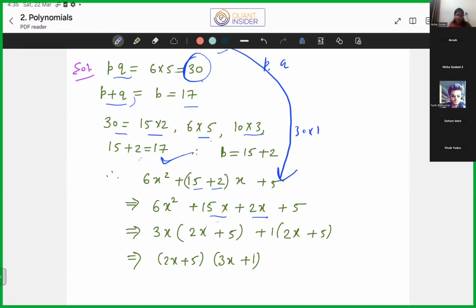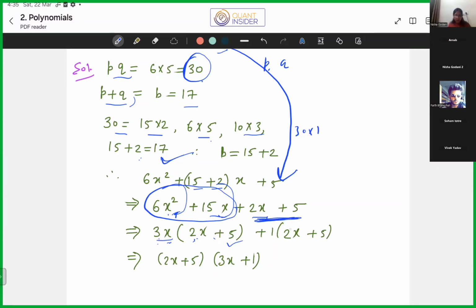Now from the first two terms, you can take 3x as common. When you take 3x common, since it is 6x square, 3 is taken outside, so 2x will be there in the bracket, x square is there, so x outside, x inside. When you multiply again, you will get 6x square. And in 15x, x is taken common outside and 3 is also there, so 5 is left in the bracket. So in the bracket you have 2x plus 5. In the second 2x plus 5, nothing is common, so you can write 1 outside.